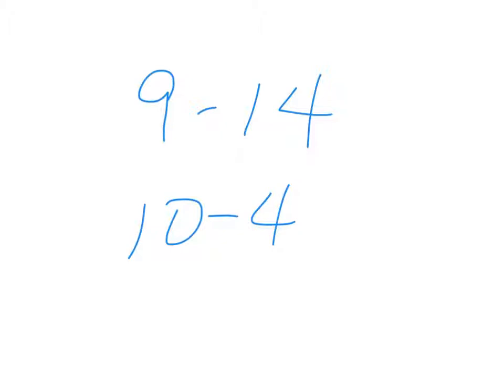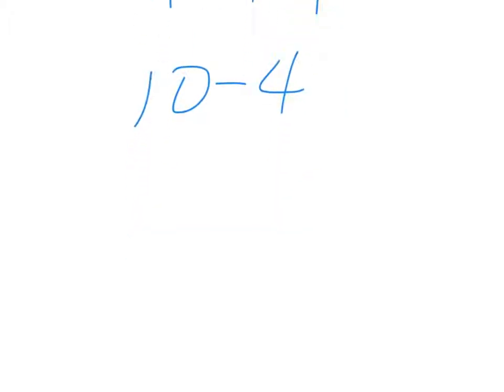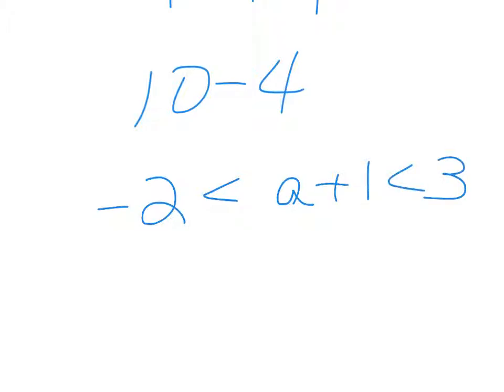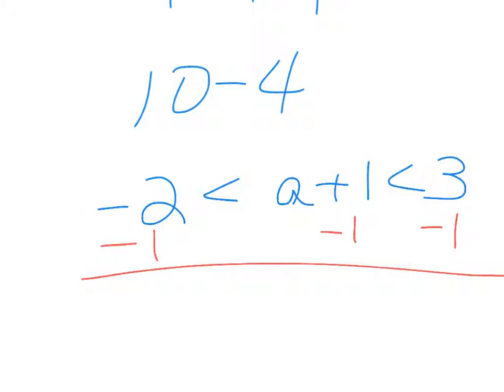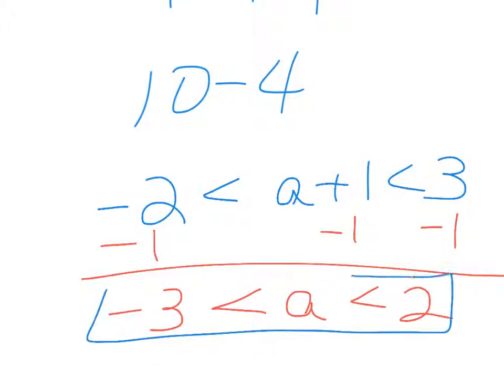So, for example, you could get a question like number, I guess you're going to do even, so -2 less than a plus 1 less than 3. So again, you can either choose to break it apart or you can solve it like this. Just remember when you're solving it from here, you need to do everything to the left, the middle, and the right. So here you would get -3 less than a less than 2. So I want to see the compound inequality written like this.